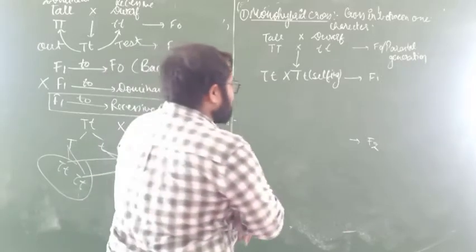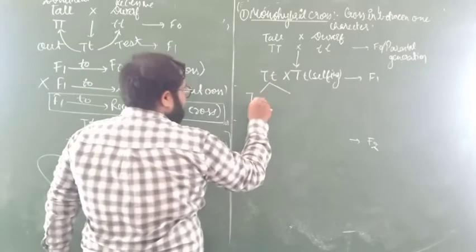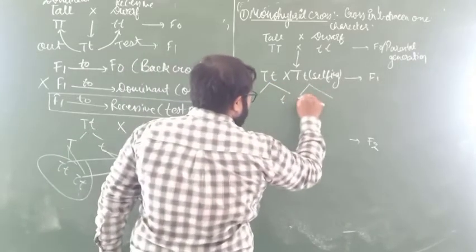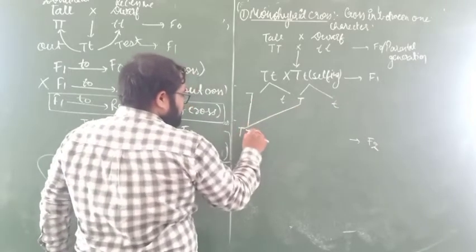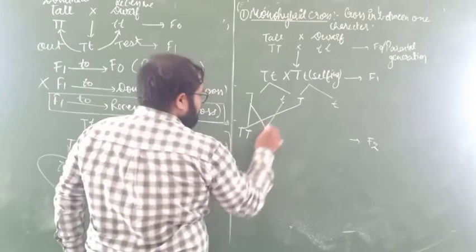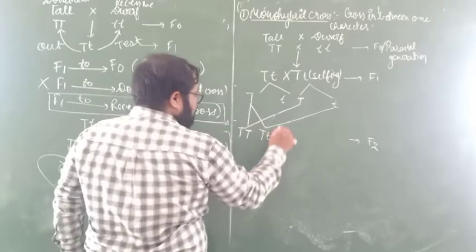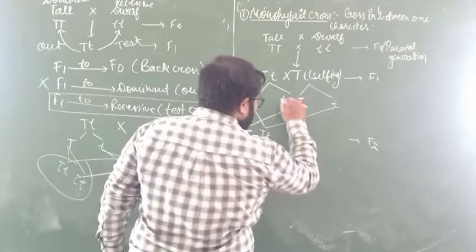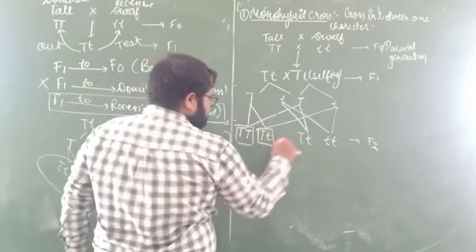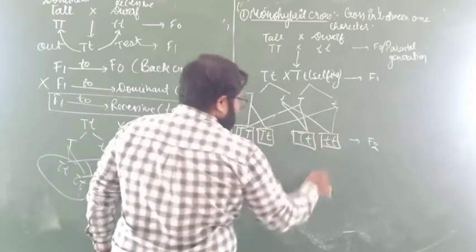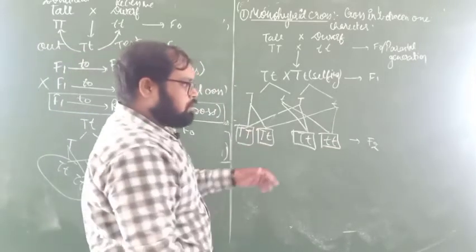So what will happen? Listen very carefully. Capital T small t, capital T small t. If we cross here, we obtain capital T capital T, capital T small t, capital T small t, small t small t. So these are the characters we obtain in the F2 generation.